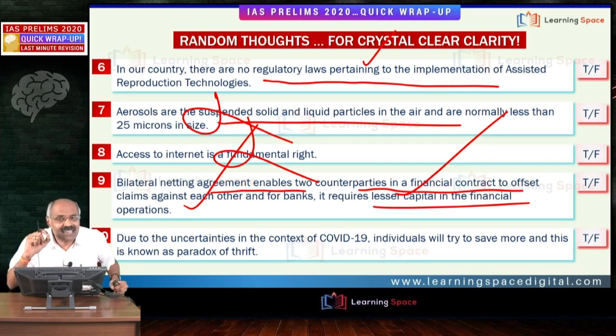That means it considers offsetting the claims. Let me be party A, and you are party B. Please listen carefully. I gave you 100 rupees, so the contractual transaction between us is 100 rupees. And in some other contract, you gave me 60 rupees. So friends, on the liabilities part, if you see, 100 minus 60, the liability comes to 40 rupees.